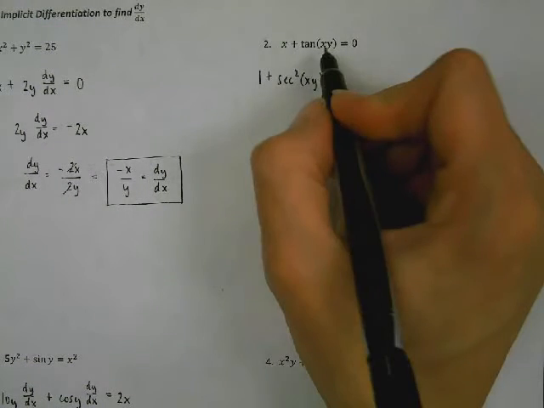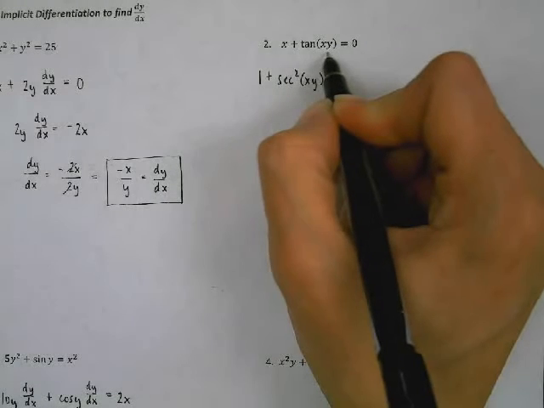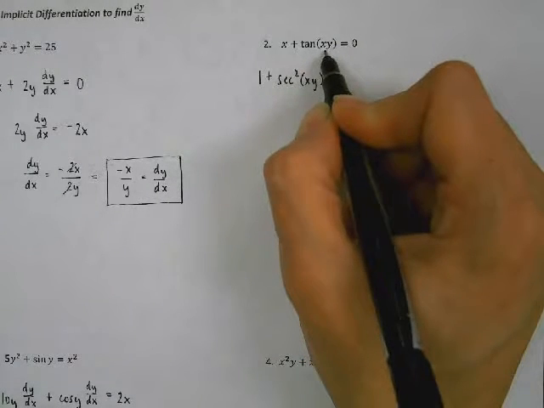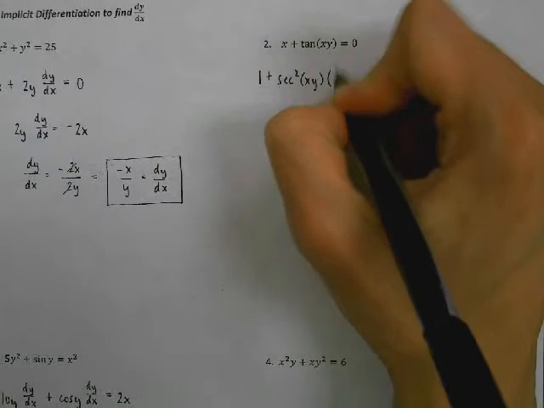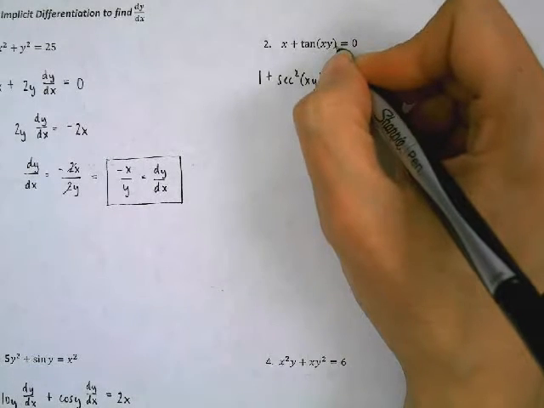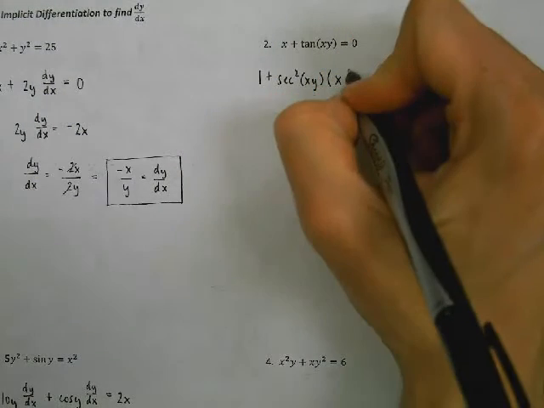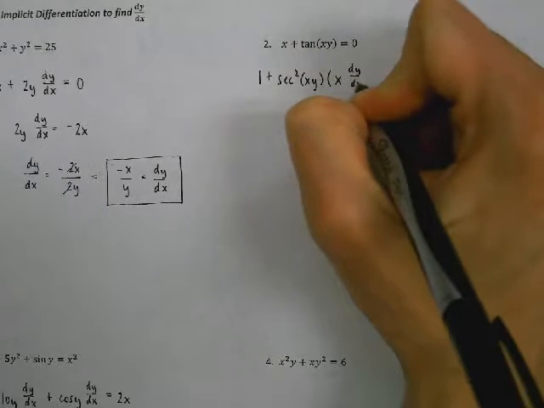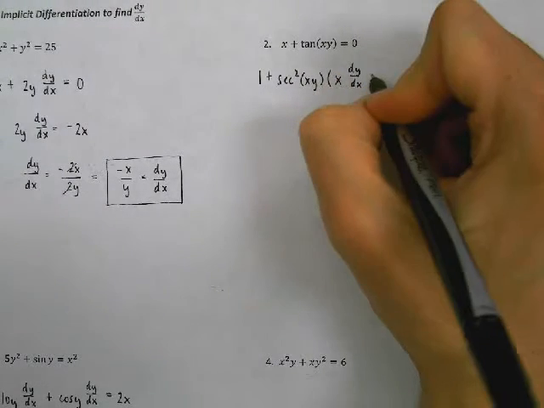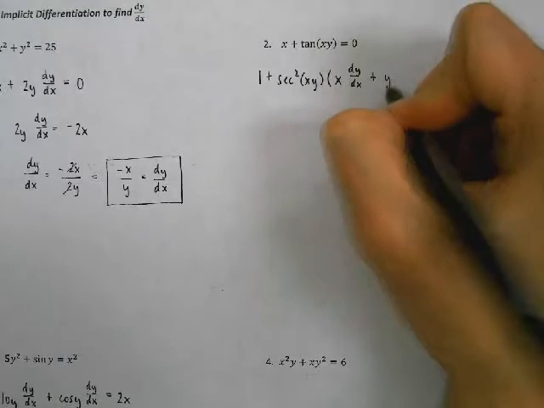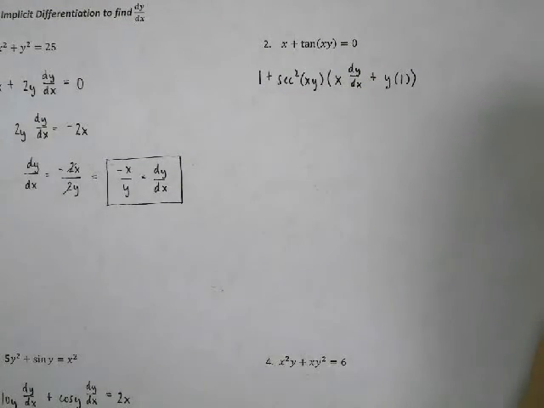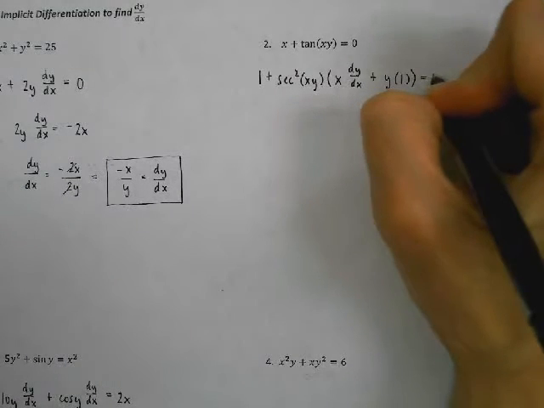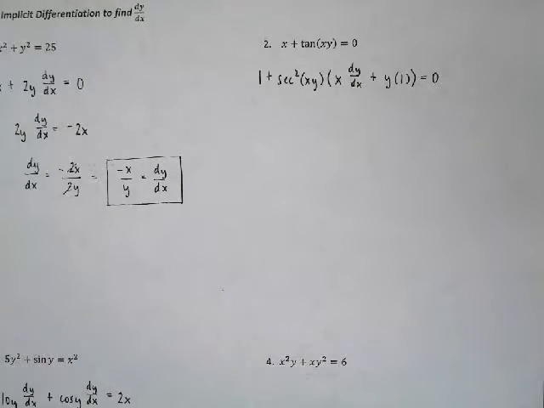Now, using the chain rule, I have to differentiate my argument xy, and that is actually going to trigger product rule. So I'm going to take x times the derivative of y with respect to x, so that's just dy/dx, and then plus, I'm going to take my y times the derivative of x, which is just 1. And the derivative of 0 is just 0. So that's going to finish off my first step of the equation.